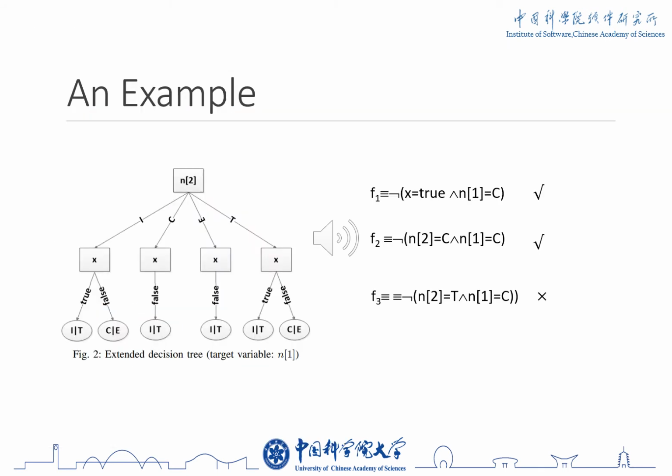For example, f1 is an invariant because x equals true and n1 equals c contradicts any path formula in figure 2. But f3 is not, because n2 equals t and n1 equals c is contained in the path n2 equals t and x equals false and n1 equals c.